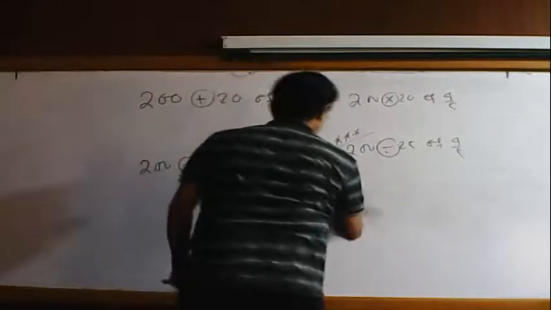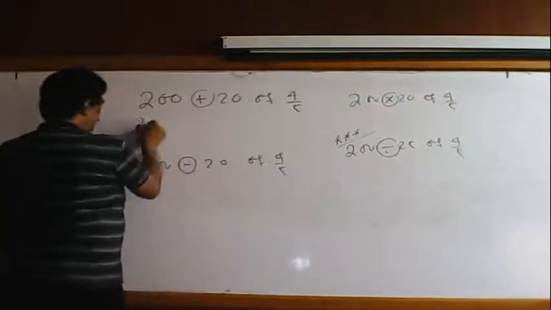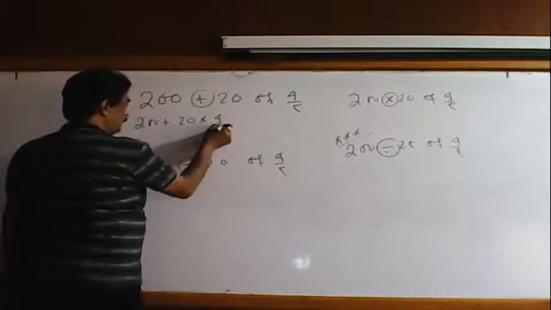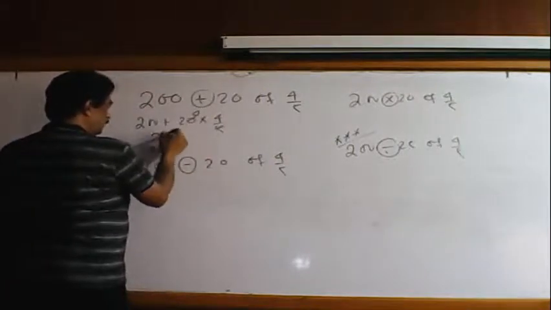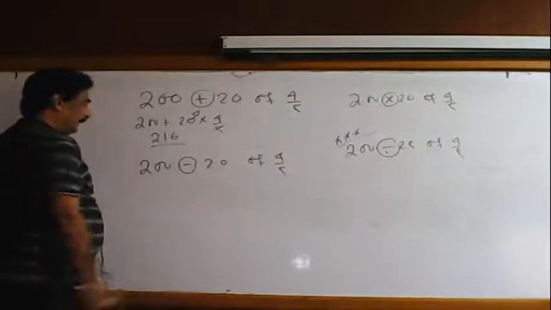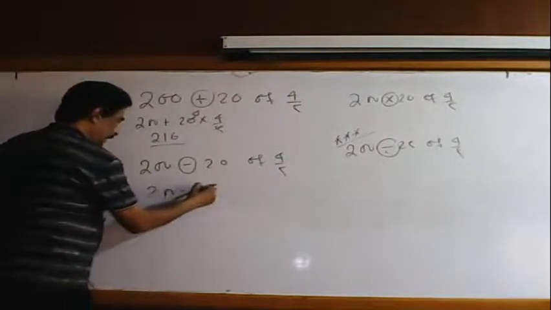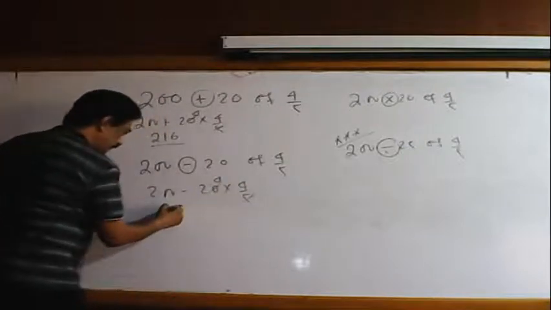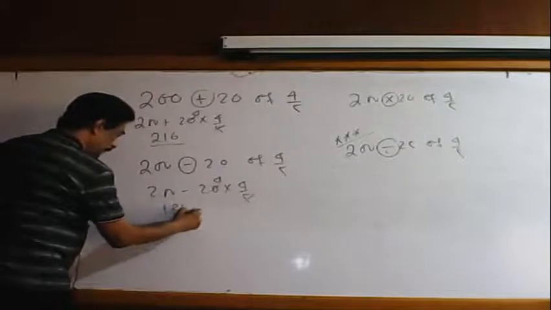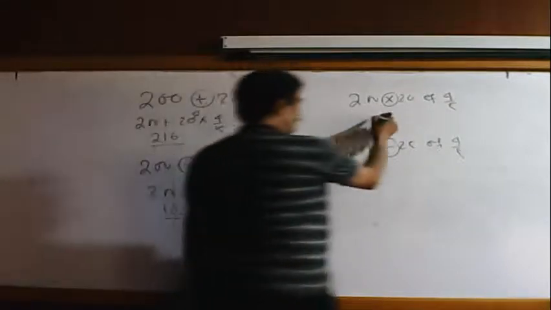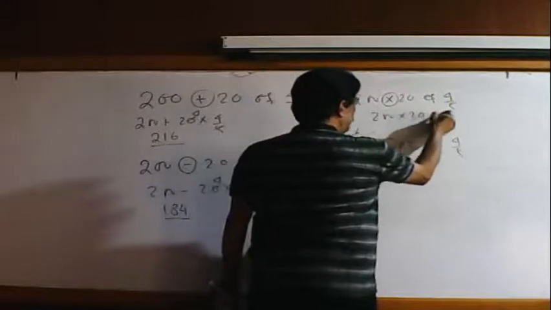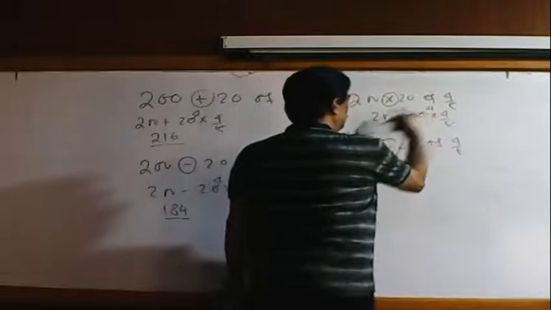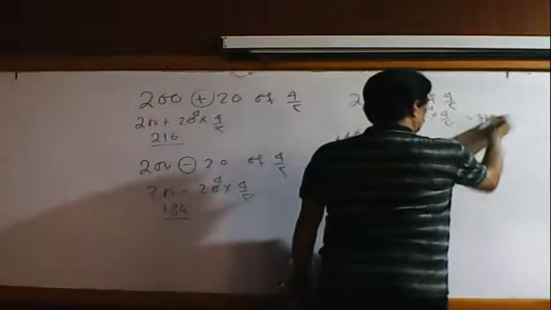How to operate 'of'? Remember, first case, 200 plus 20 of means into 4 by 5. This part is 16. So 216 is your answer. Same case, 200 minus 20 into 4 by 5. This part is 16, minus. So 184 is your answer. This 200 into 20 into 4 by 5, 5 4s are 20, 4 4s are 16, so 3200, that is the answer.